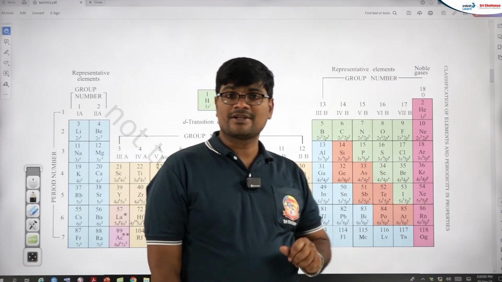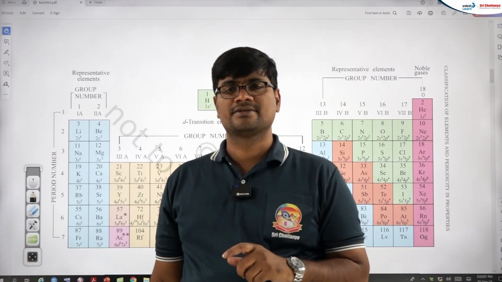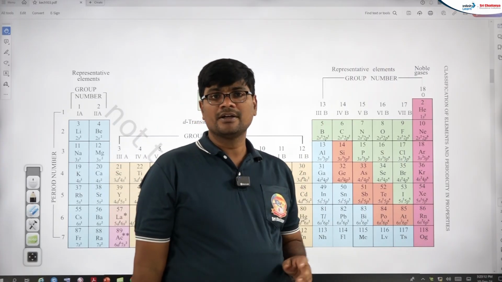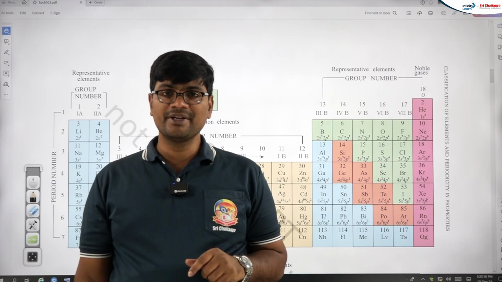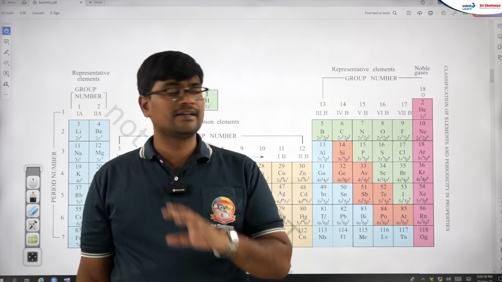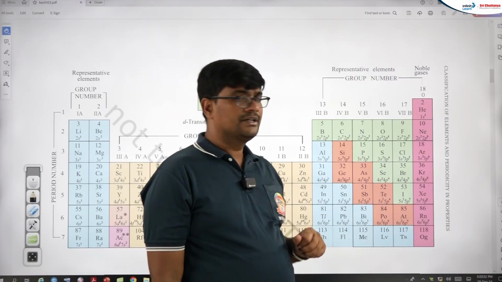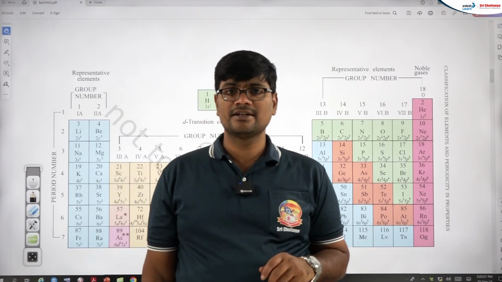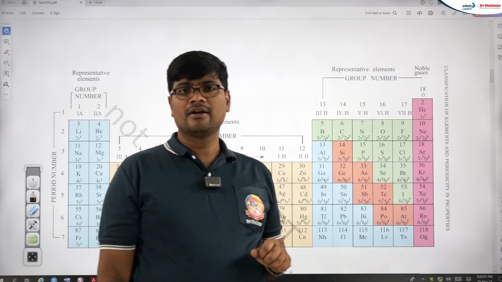This is the most versatile group, which has all types of physical states among its elements. For example, some of them are solids, metals especially. There is a liquid element also. What is that? Bromine, Br2, liquid. And then there are gaseous elements also. See nitrogen N2, oxygen O2 and O3, fluorine F2, a gaseous element. Chlorine is also a gaseous element. So this p block has versatile elements.